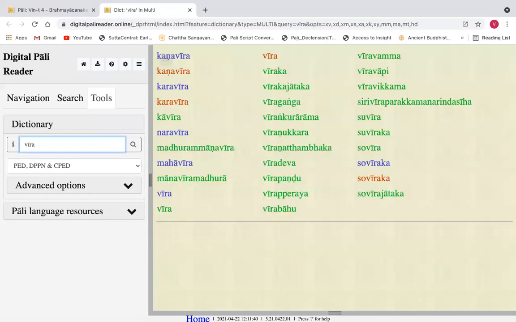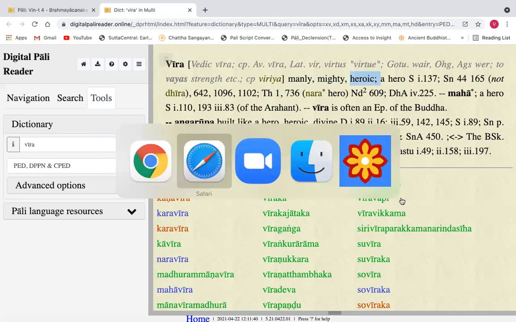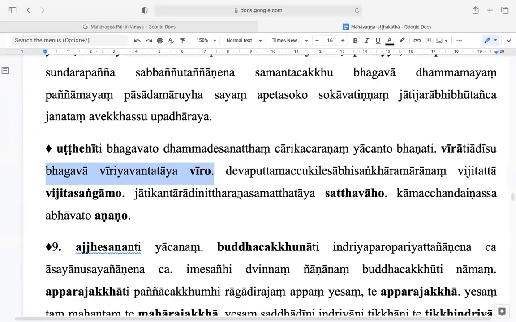The meaning of Vira, okay, in the dictionary: Vira is mighty or heroic, or a hero. So Vira is a brave, mighty one. But Viriya also, here you see, Viriyavanda. Viriya also comes from Vira. So the action or the manner of the mighty one is Viriya, or the active one.